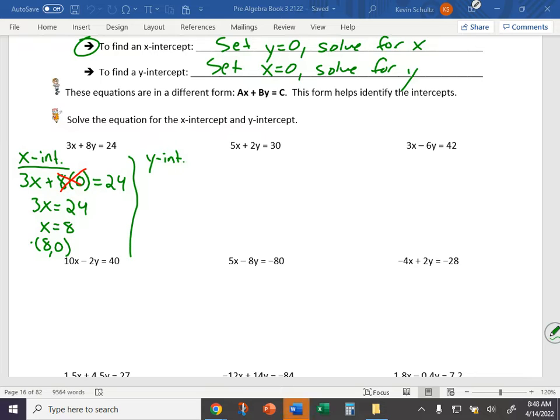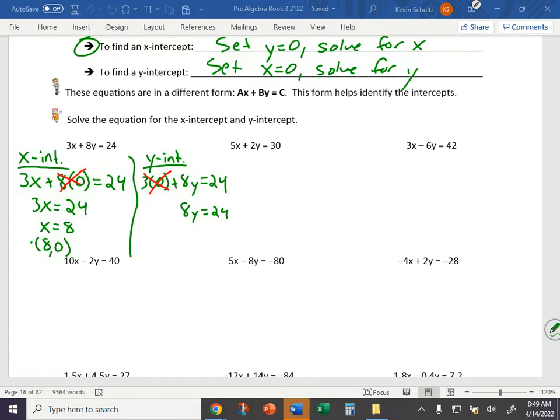So now to find the y-intercept, we're going to be setting x equal to 0, right? To find the y-intercept, set x equal to 0 and solve for y. So now we rewrite the equation to be 3 times 0 plus 8y equals 24. We know that x has to be 0 for it to be a y-intercept. That's why we can replace x with 0 in the equation. What's 3 times 0? 0. We're left with a one-step equation to solve.